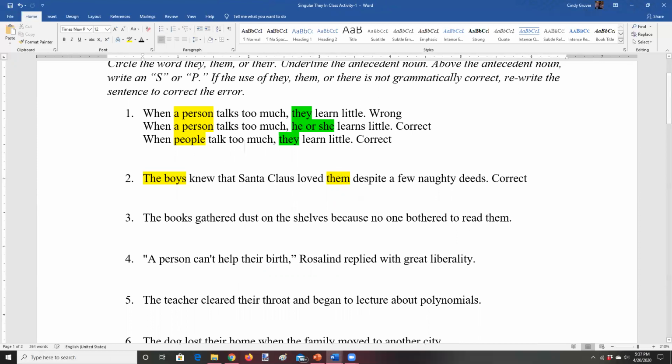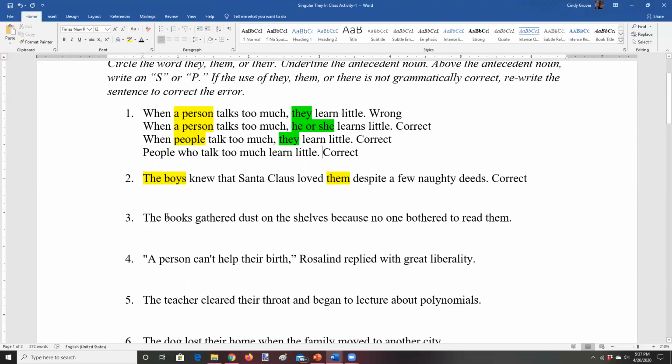And let me just show you another way of fixing sentence one. Let's see. People who talk too much learn little. So in this case, I just removed the pronoun entirely. I rewrote the sentence to remove the need for a pronoun. I mean, who is technically a pronoun, but I removed the choice between they and he here.